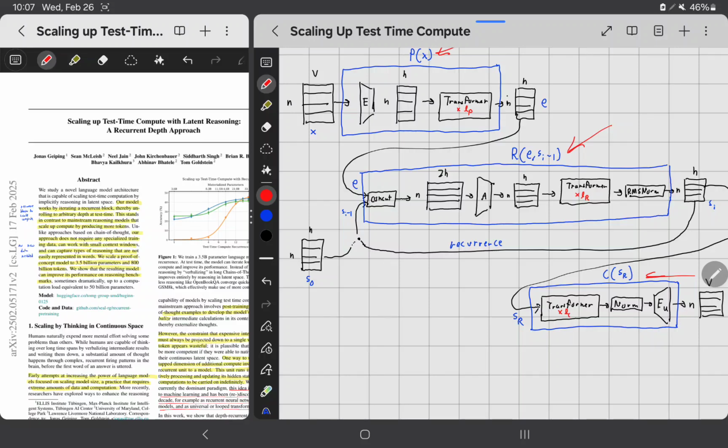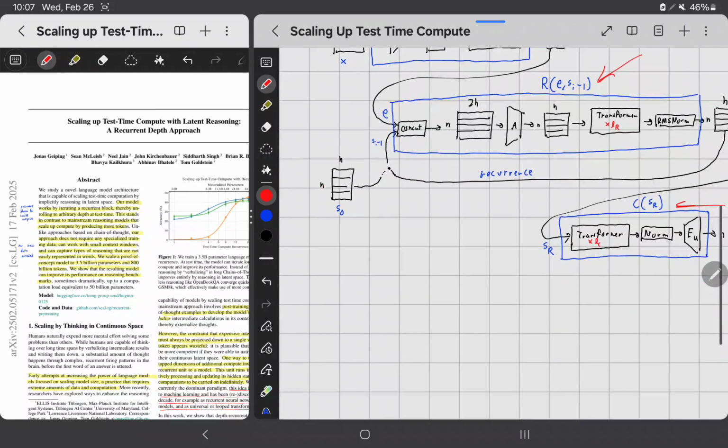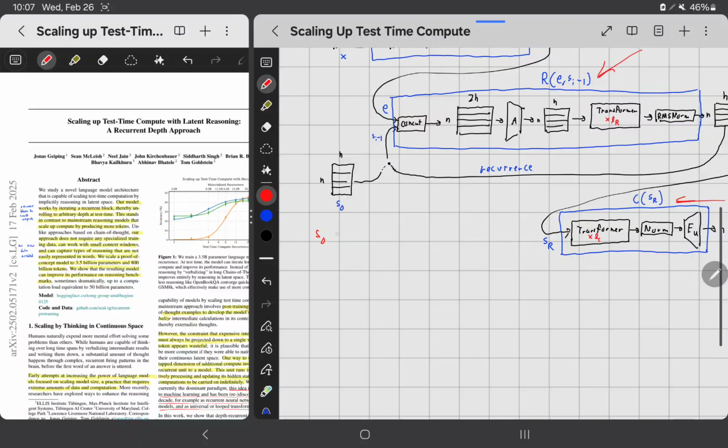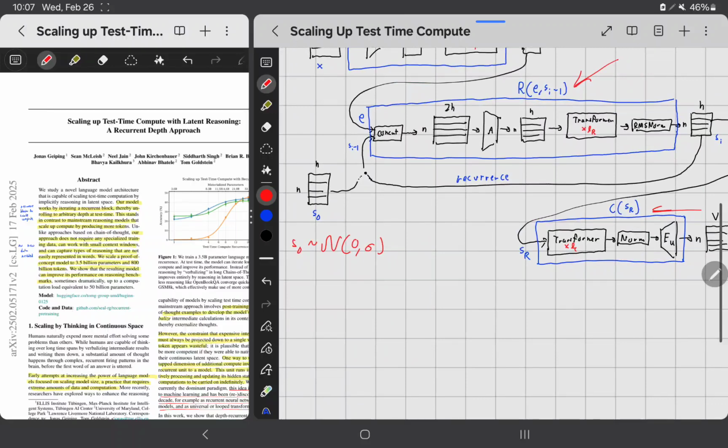They define how many times that is later, but we send it through some number of times. So we get this latent output, and what they do is they concatenate it with this noise here. This here, S0, is sampled from a normal distribution with some variance. The variance isn't 1. They describe later what the variance is, and that has to do with the number of recurrence operations you do.